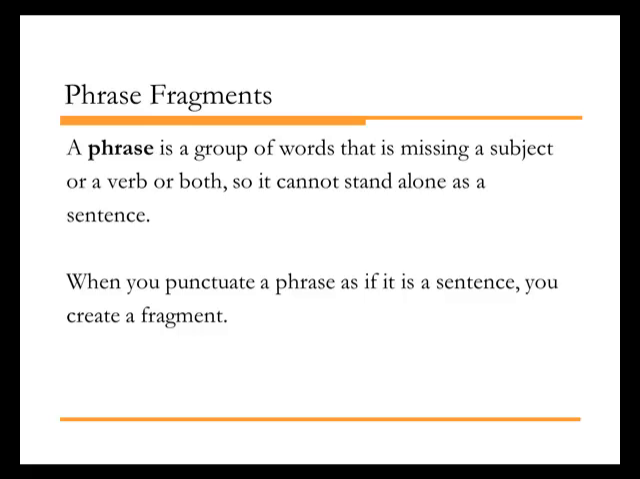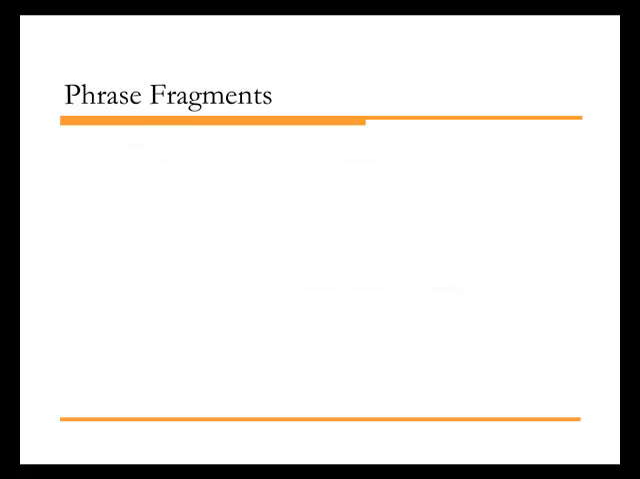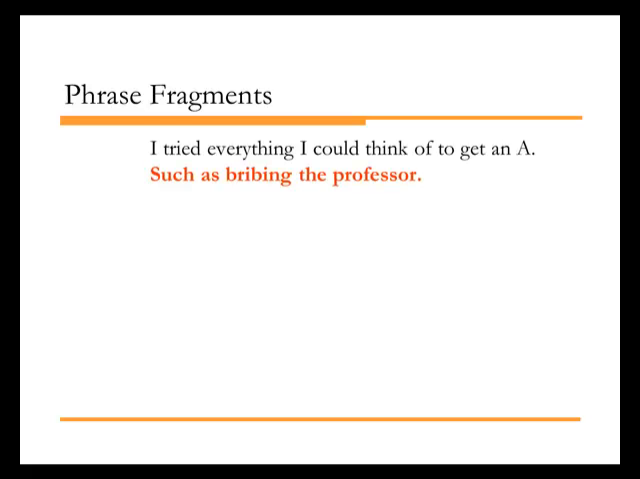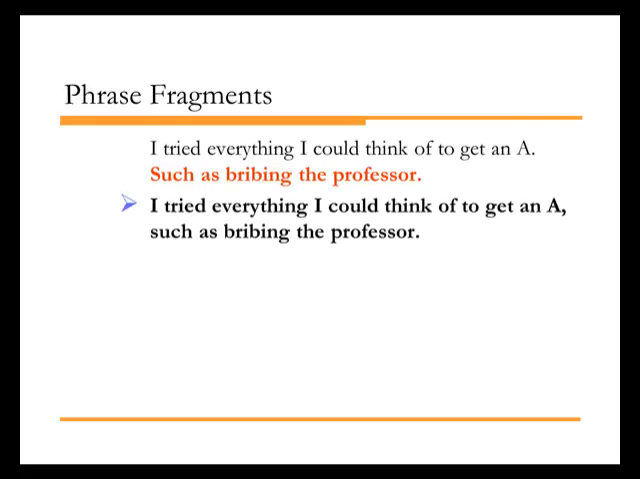You can have fragments that are simply phrases, a group of words that is missing a subject or a verb or both. So it cannot stand alone as a sentence. When you punctuate a phrase as if it's a sentence, you create a fragment. Look at this example. The sentence in black is a complete sentence. It has a subject, I, it has a verb, tried, and it expresses a complete thought. The words in red, however, are simply a phrase, such as bribing the professor. There's no subject, there's no verb, it's just a group of words. So the best way to fix this fragment is just to connect it to the sentence before it. And you get a sentence that looks like this.